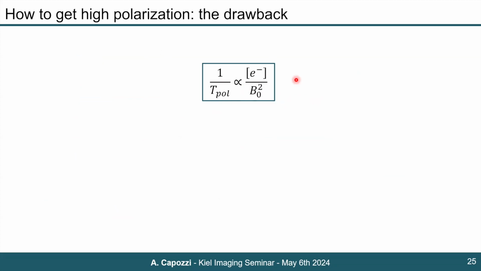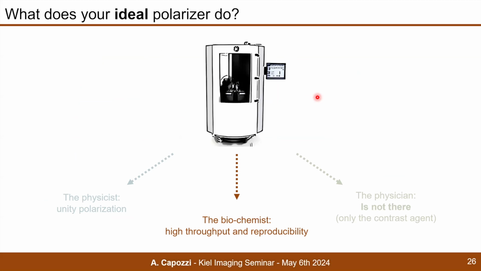So if a sample took 20 or 30 minutes to polarize at 3.35 Tesla, it can take 2-3 hours at 6.7 Tesla. So the price to pay for higher polarization yielded by higher field is a lower throughput. So the second question is about how to make the biochemist happy and increase the throughput and the reproducibility of your hyperpolarization.